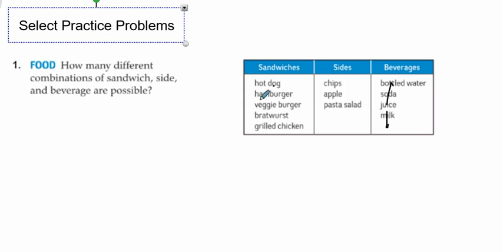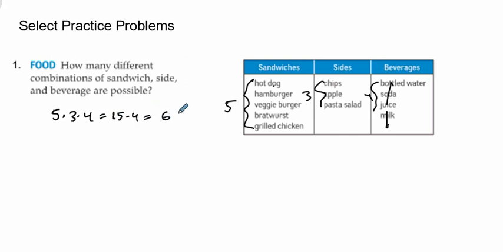The easy way to do this is just say, okay, you've got one, two, three, four, five here, you've got three here, and you've got four here. So you just go 5 times 3 times 4, which is 15 times 4, which is 60 options.